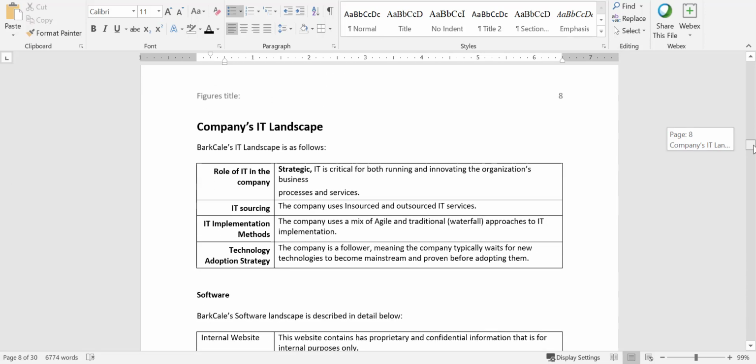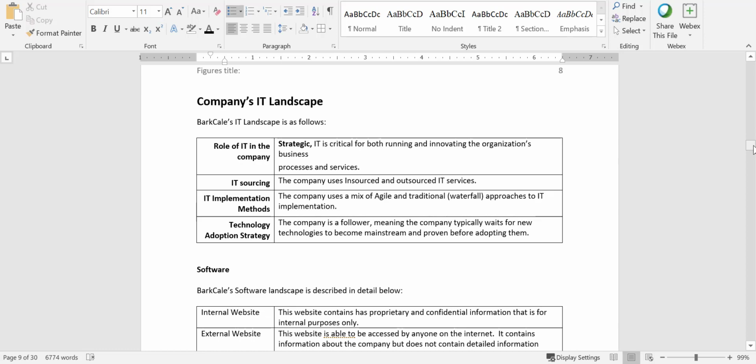The other part that you're going to be asked to do in Project Interval 1 is really understand and outline the company's IT landscape. So this is going to be setting you up very nicely for the risk assessment and your policy processes and controls as it relates to the entire company, but also their IT environment. So knowing what the role of IT is in the company. Do they outsource their IT or is it insourced? What type of implementation methods do they use? What type of technology adoption strategy are there?